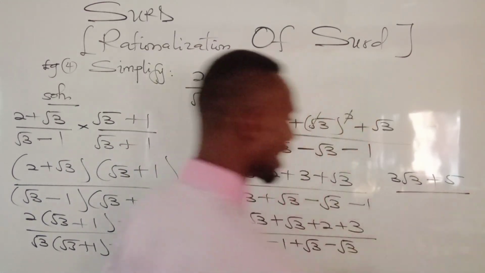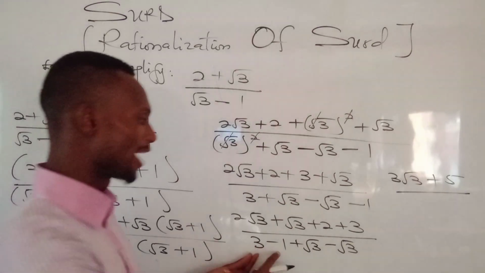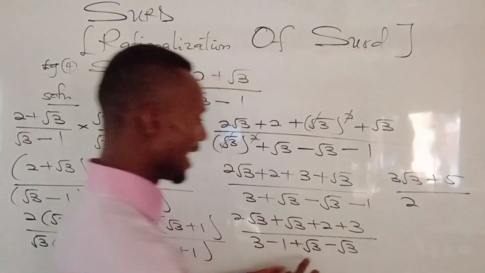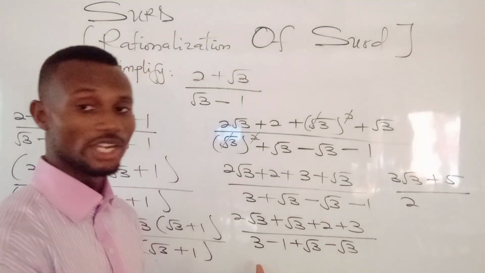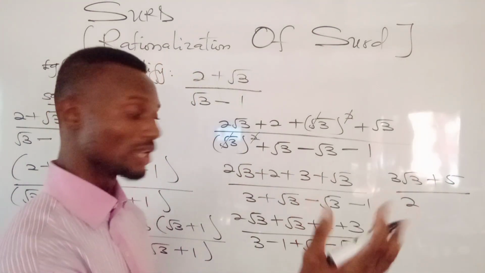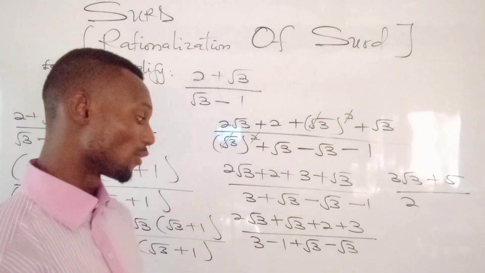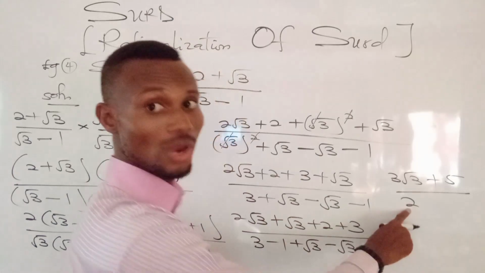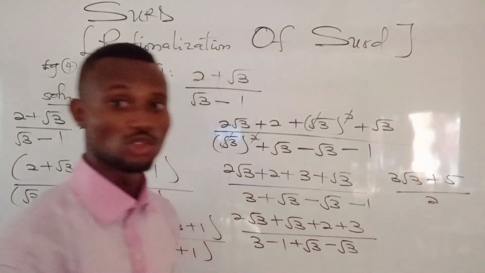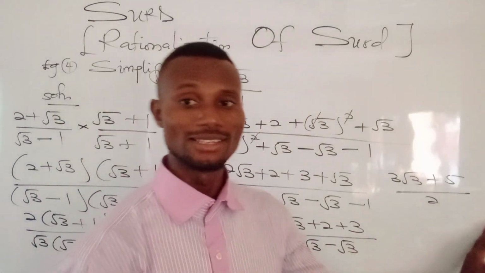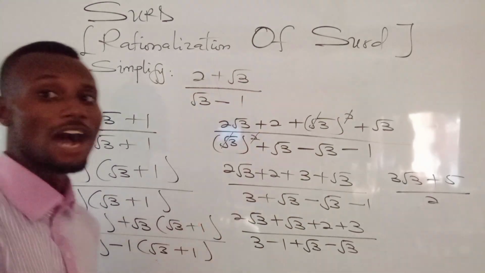All over. Then the denominator also we simplify. So 3 minus 1 gives 2. And this is positive root 3 and this is negative root 3, so it will be 0 because they will cancel away. Positive root 3 minus root 3, it will be left with 0, so we are left with only 2 at the denominator. So let me write my 2 here like this. So this is your final answer for simplifying the question that we have on the board.